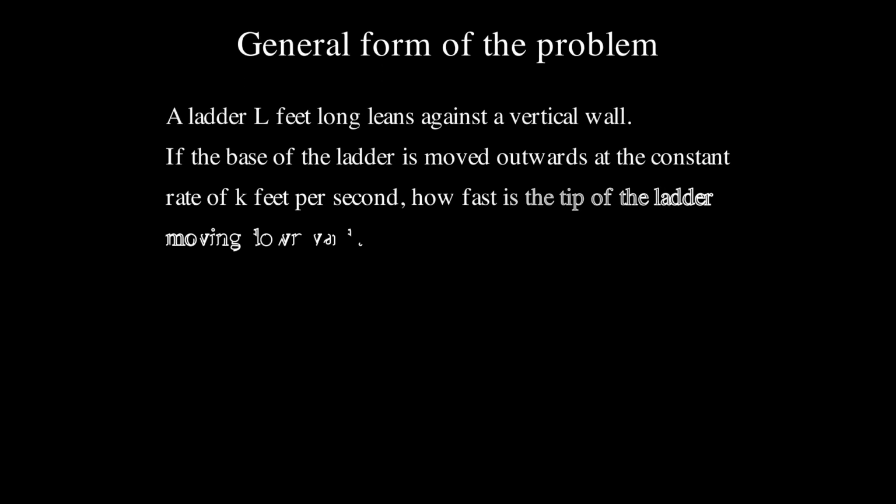So let's set up the problem in its most general form. A ladder L feet long leans against a vertical wall. If the base of the ladder is moved outwards at the constant rate of k feet per second, how fast is the tip of the ladder moving downward? Translating this into the language of derivatives, we have dx/dt equals k and ladder length L.